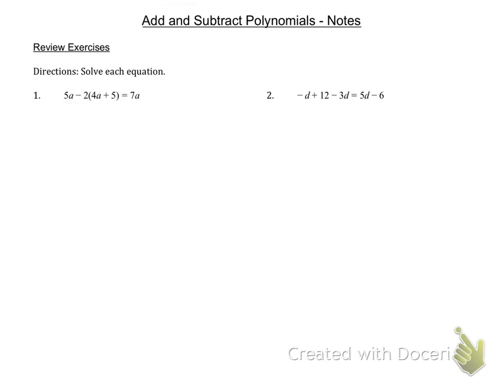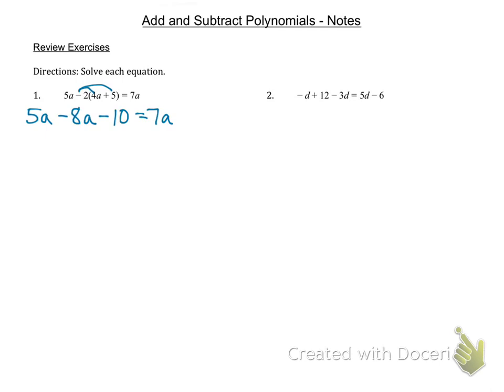So for number 1, looking at this equation on the left side of the equal sign, I need to distribute the -2. So first I have 5a, so I'm going to rewrite that. -2 times 4a is a -8a. -2 times 5 is -10 equals 7a.